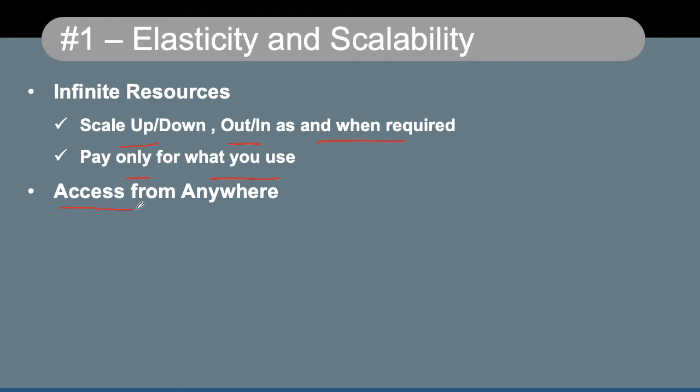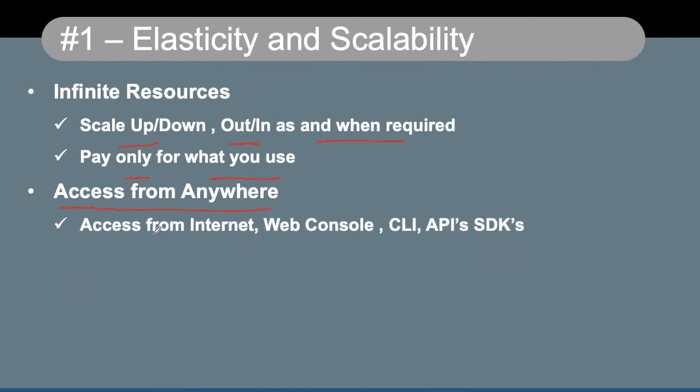These resources can be accessed from anywhere. You can be sitting anywhere in the world with any computer, any laptop, any mobile phone, and you can provision and release these resources. Access is through the internet, web console, CLI (command line interface), APIs, and SDKs. So there are any number of ways to access these resources: web GUIs, command line interface, APIs, and software development kits.